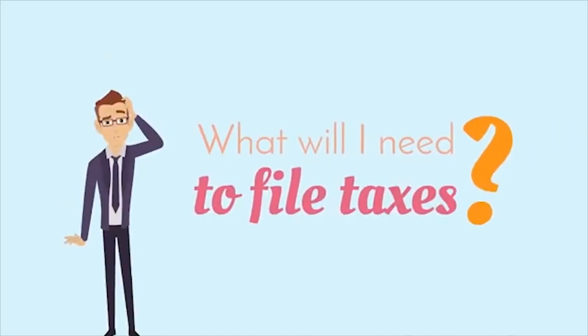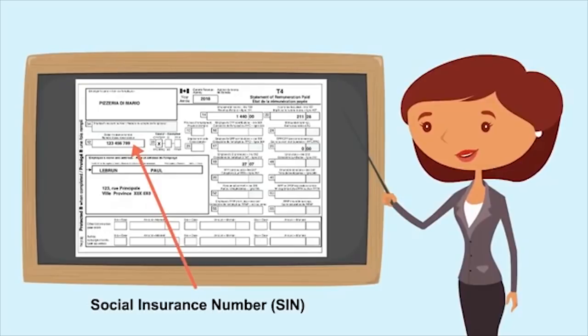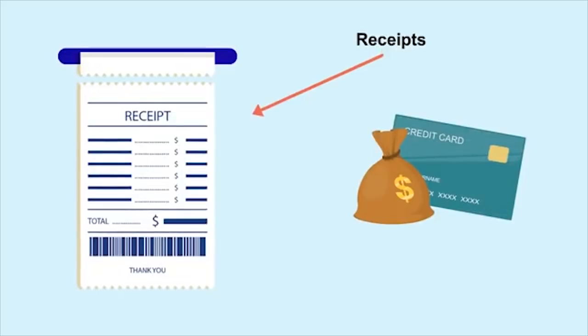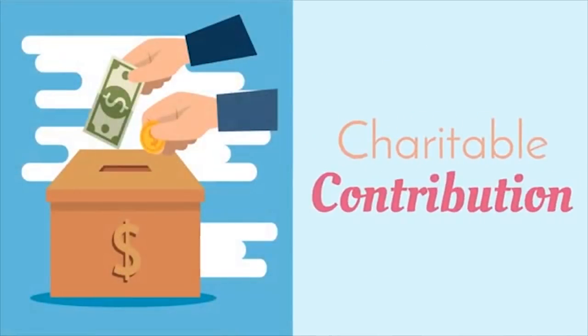But what will you need in order to file taxes? First, you'll need your social insurance number, in addition to tax information slips that show your income given to you by your employer, such as a T4. You may also want to provide receipts to claim for credits and deductions. An example of a tax credit is a charitable contribution that can be deductible from your tax returns.